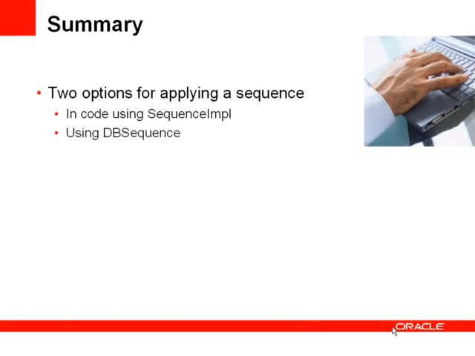So you've seen two different options for applying a sequence. One which was using the sequence impl object where we apply the sequence in code, or using the DB sequence type on an entity object attribute.